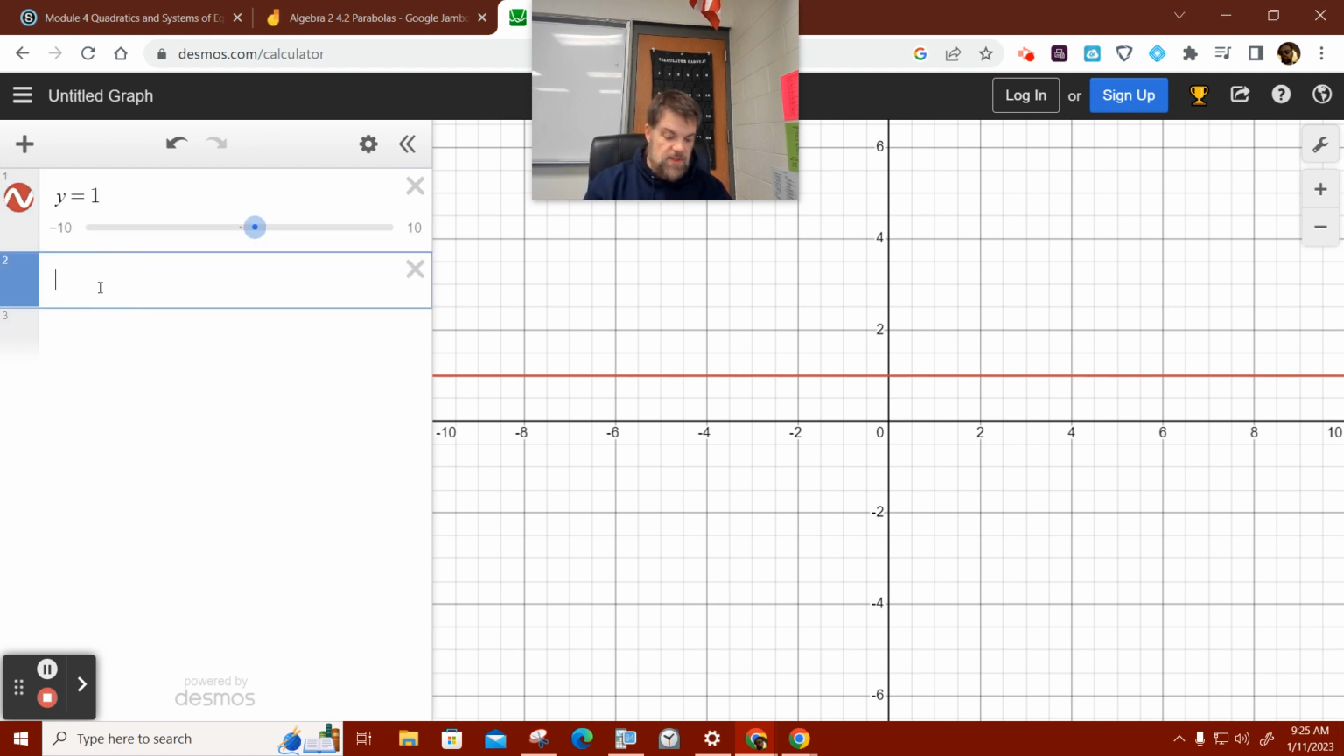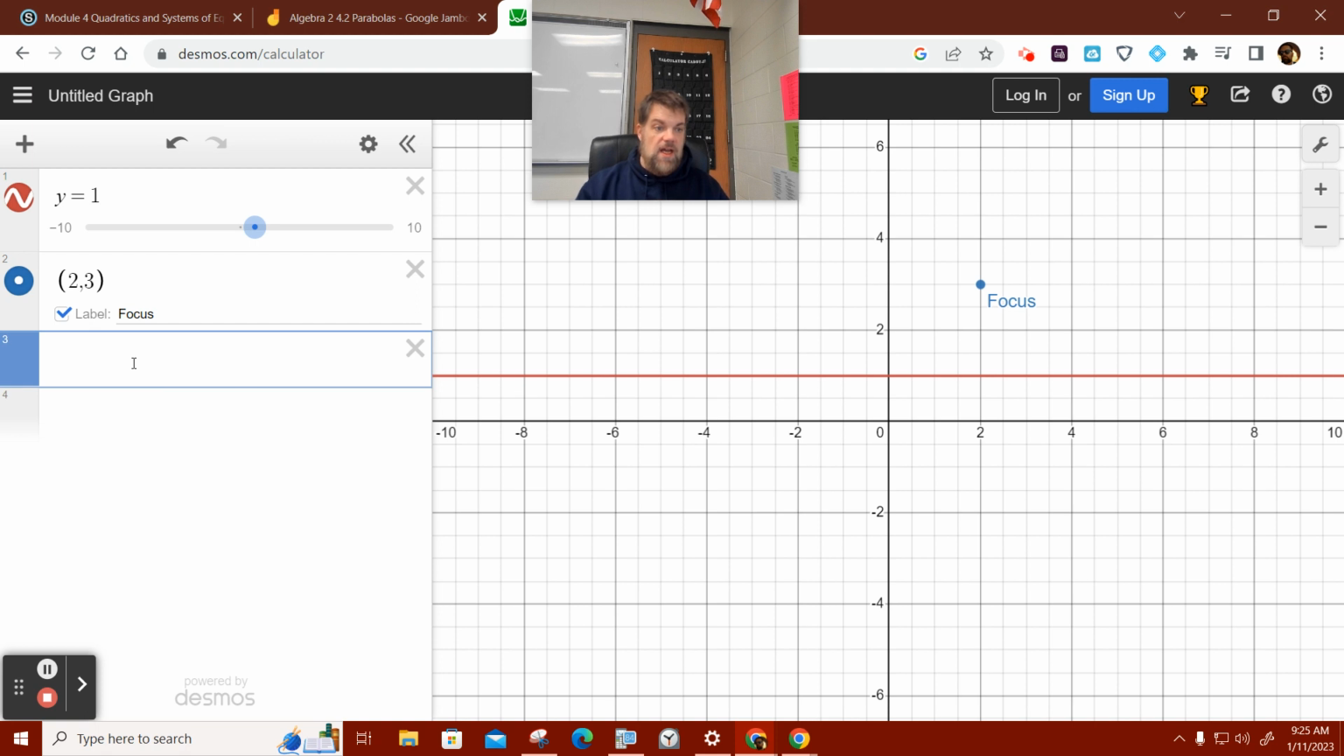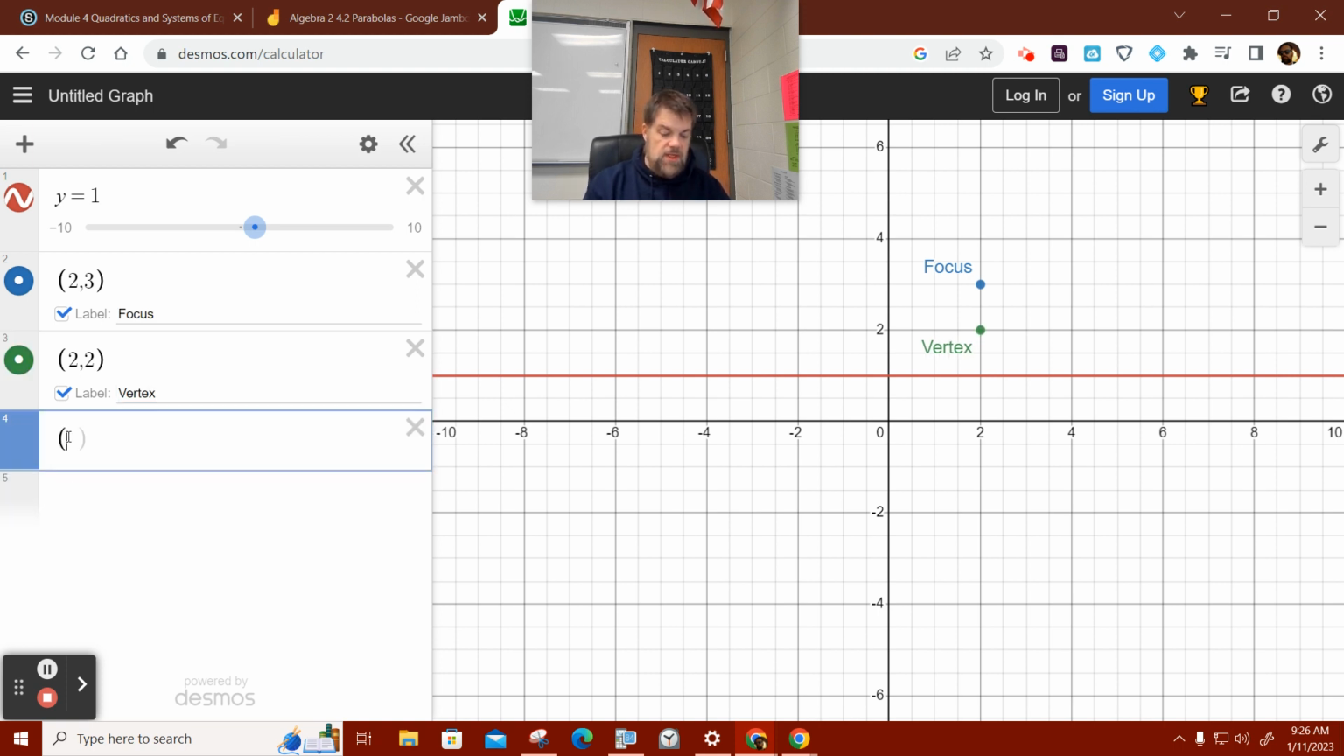The next one is the focus, which we said occurred at, what was it, 2 comma, what was the focus, guys? Look on your papers. 2 comma 3. So we're going to put a label on it, that was the focus. All this information I'm just pulling off of the thing. What was the vertex? 2 comma 2. So we'll label this as the vertex. All right, cool. And then we are going to plug in the equation and see if we're right.